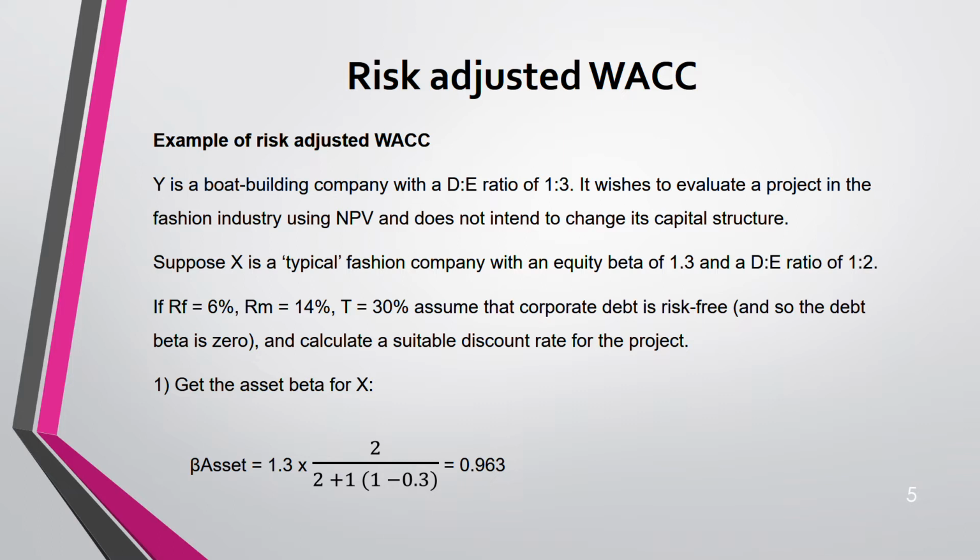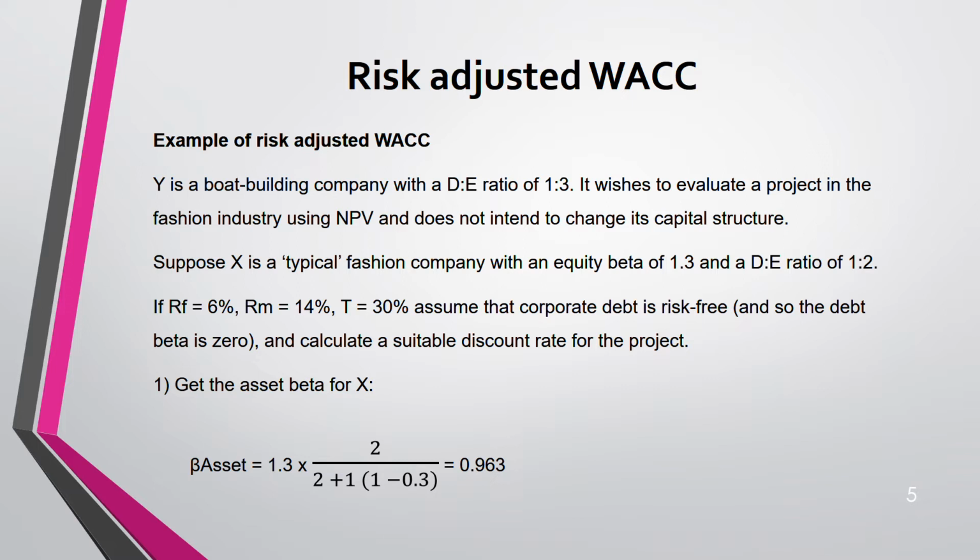Okay, so 1.3 is your equity beta. Multiply by 2. What is this 2? 2 is the equity. Divide by again 2, which is equity, plus 1 is your debt, into 1 minus 0.3 because tax is 30%. And you get the final answer 0.963.